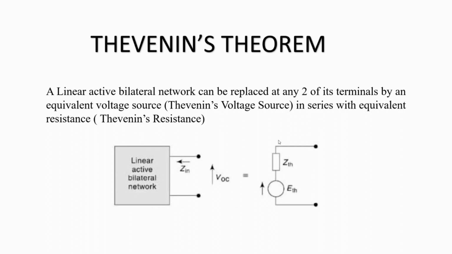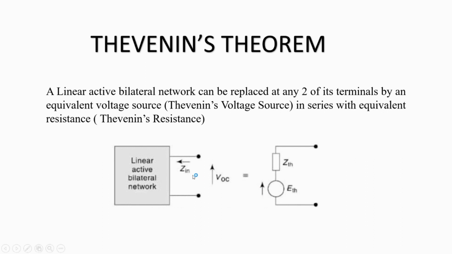It says that a linear active bilateral network can be replaced at any of its terminals by an equivalent voltage source in series with an equivalent resistance, wherein the equivalent voltage source is going to be called the Thevenin's voltage source and the equivalent resistance is going to be called the Thevenin's resistance. So, what does this mean?